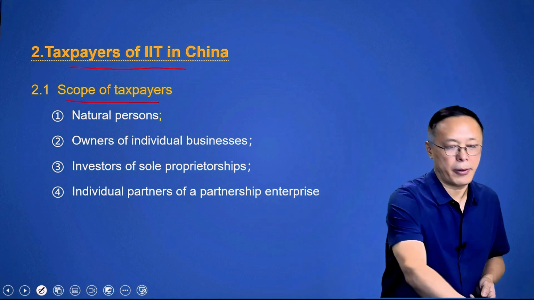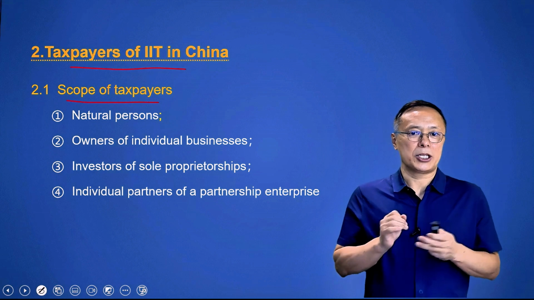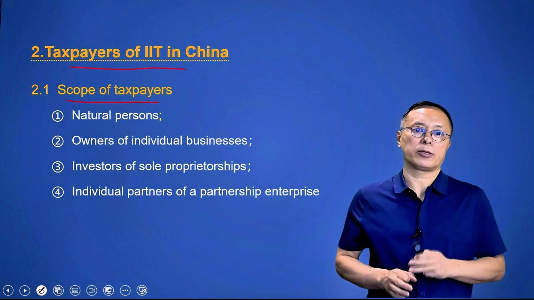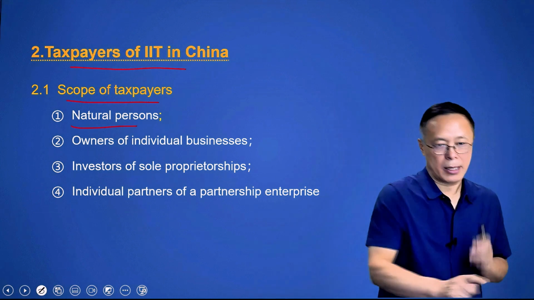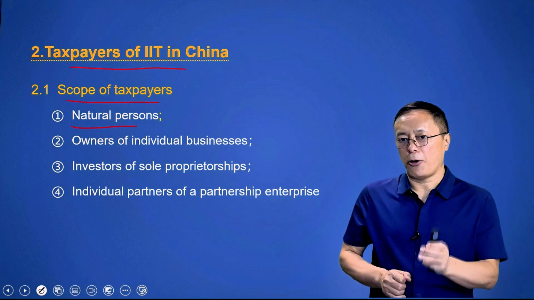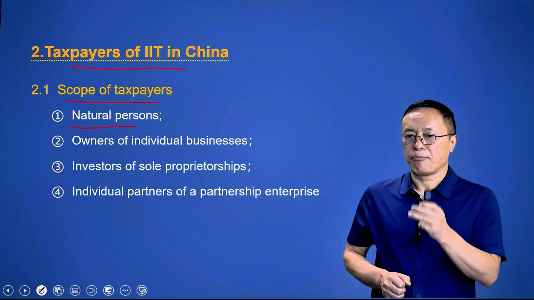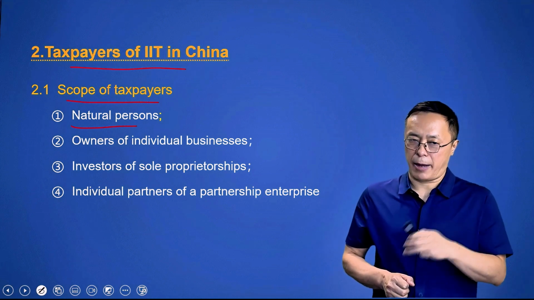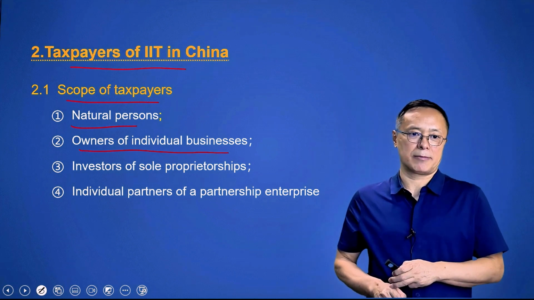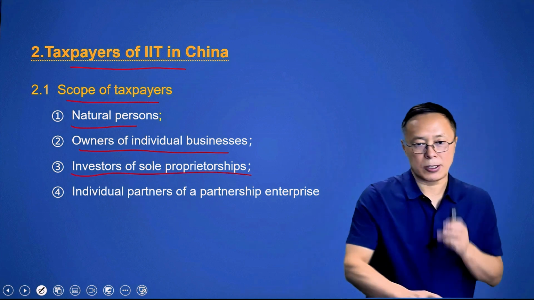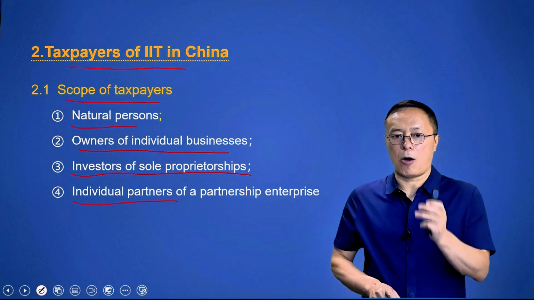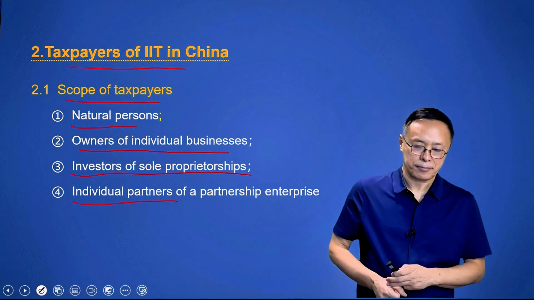So the first question is the scope of taxpayers. In China's individual income tax, the following individuals are included in the scope of taxpayers. Number one, natural persons. Natural persons include foreign nationals and compatriots in Hong Kong, Macau, and Taiwan. Number two, owners of individual businesses. Number three, investors of sole proprietorships. And number four, individual partners of a partnership enterprise.